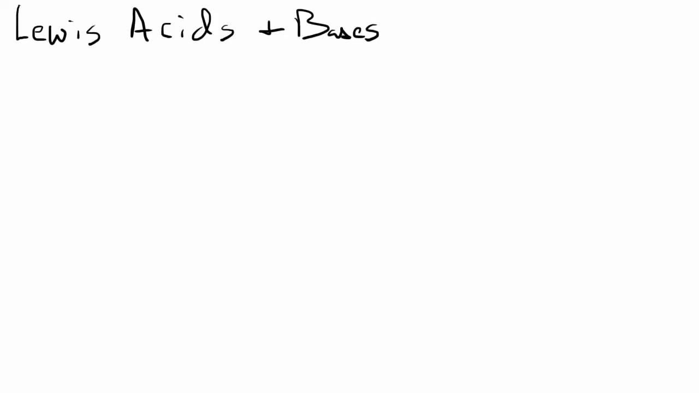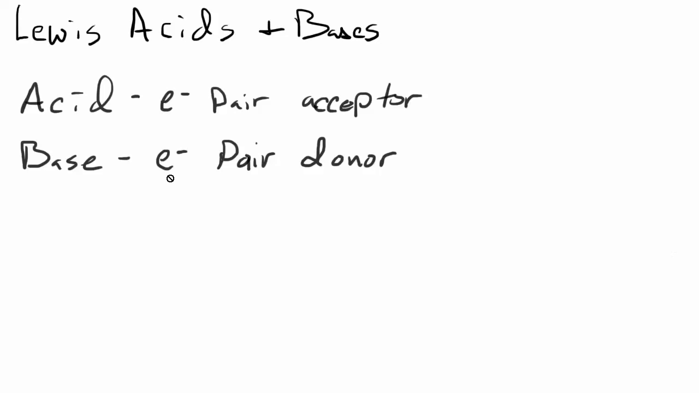So let's look at how this theory of acids and bases works, and we'll see if you can get this stuff figured out. Let's first start off with some definitions of what makes something a Lewis acid or base. According to the Lewis theory, an acid is an electron pair acceptor, and the base is the electron pair donor.